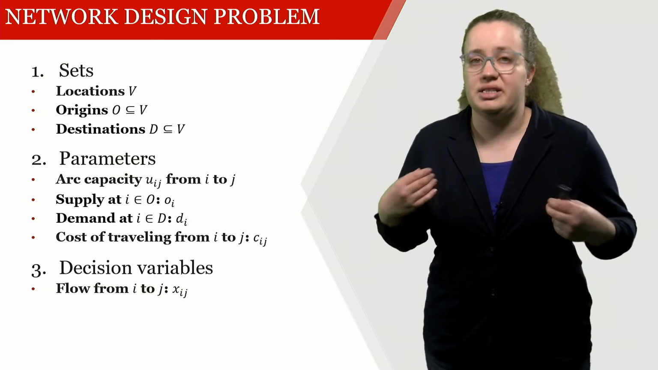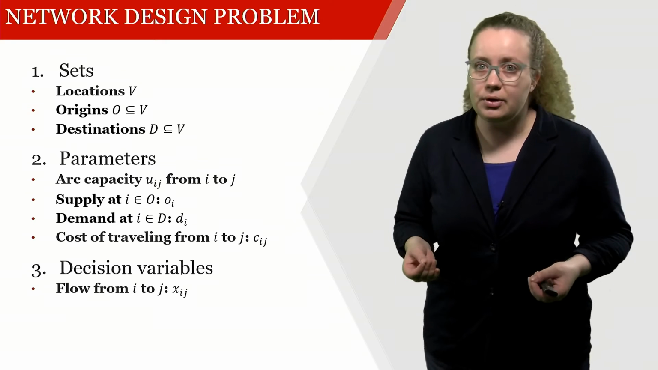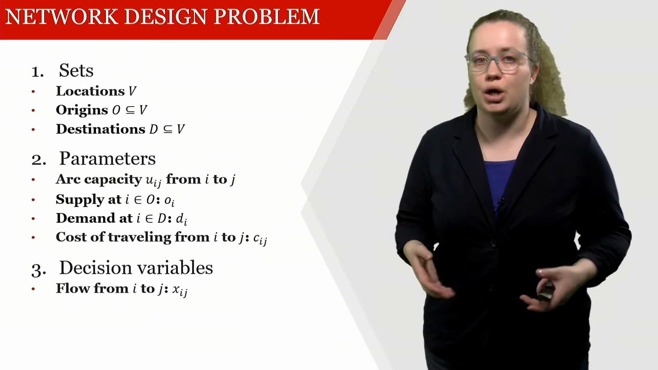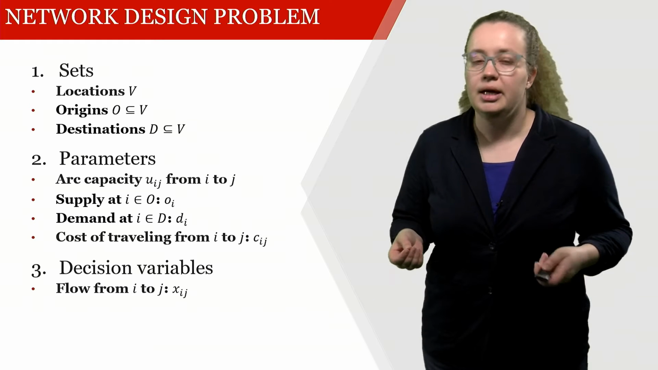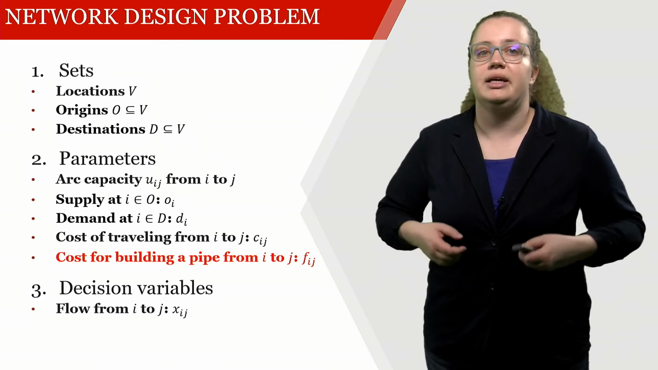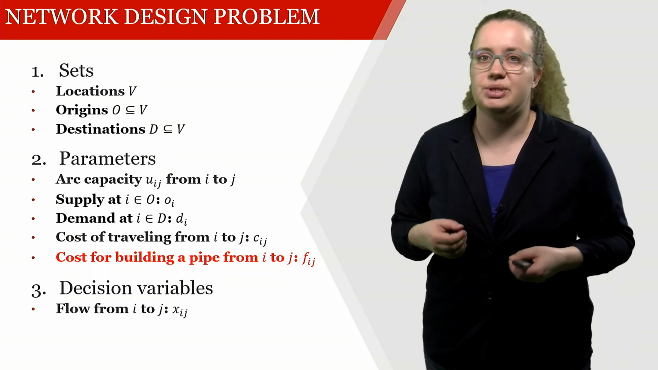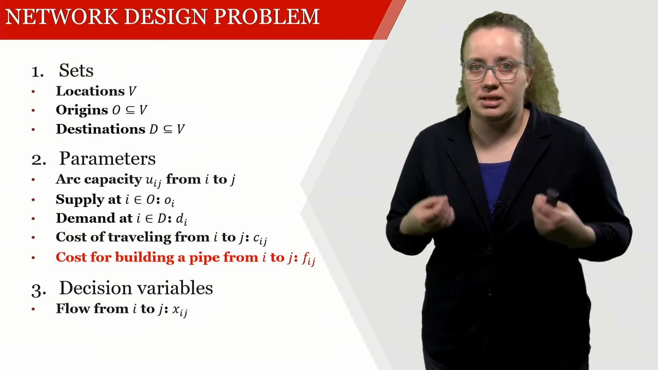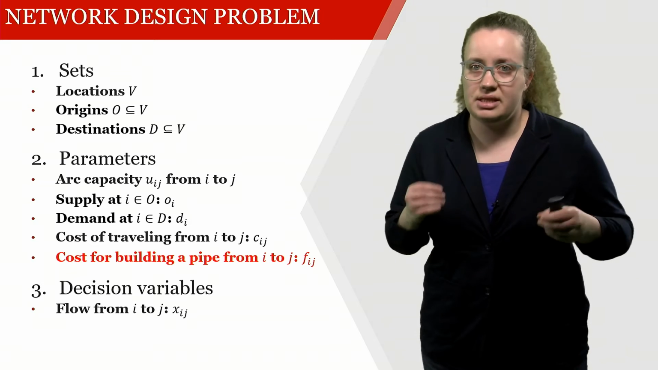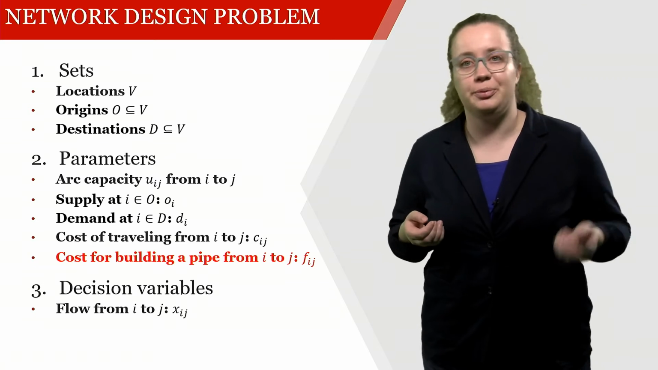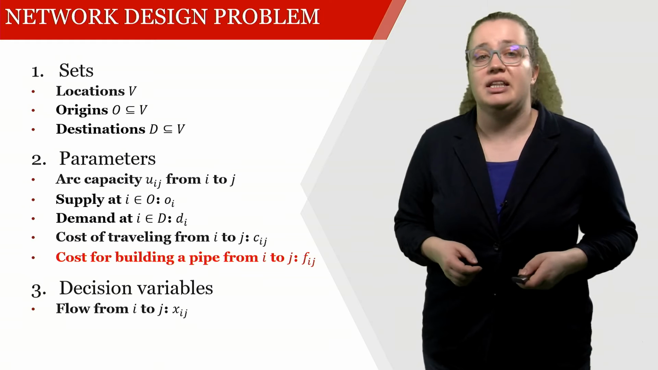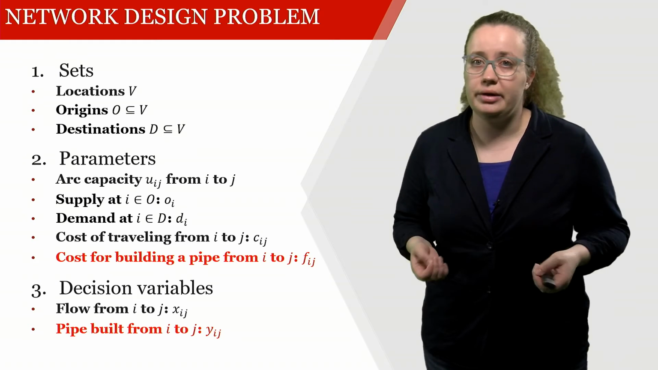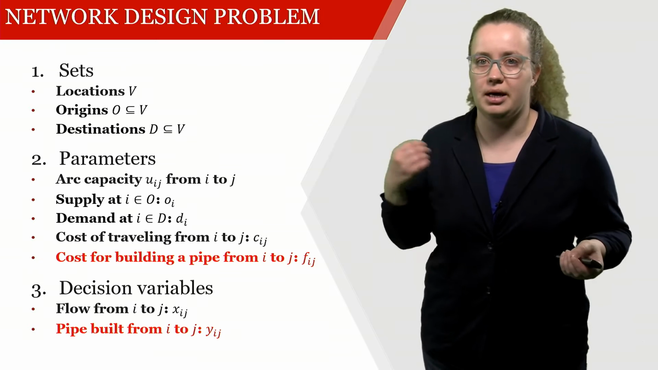Now, if we want to extend this to a network design problem from a network flow problem, we have to include costs for opening an arc. And this cost for opening an arc is denoted by Fij, so it's a fixed cost. And of course, we also need to associate this opening costs with a decision variable which tells us if we're actually opening an arc, yes or no. And this is denoted by Yij. So Yij is 1 if we build a pipe from i to j.